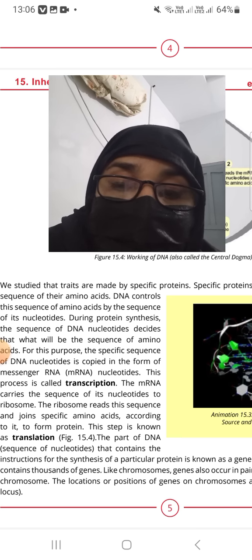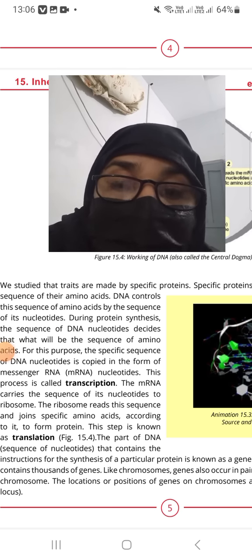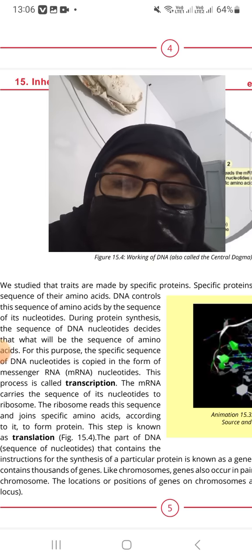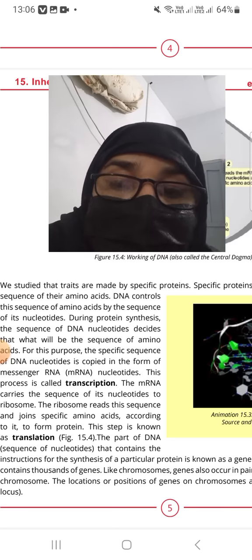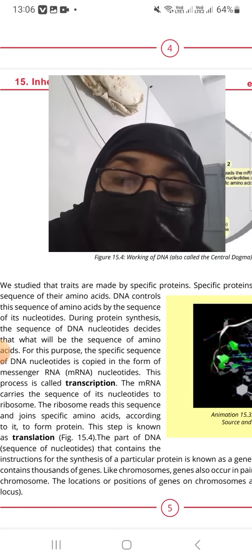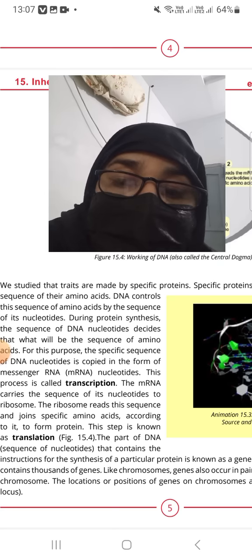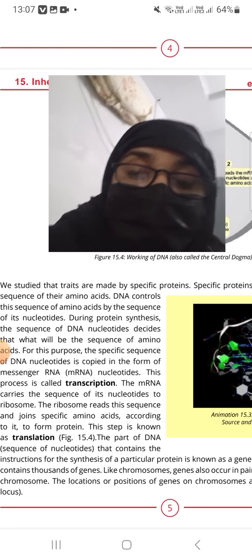Now I am telling you about this in detail in the lecture, which studies how proteins are made by a specific portion of DNA. The sequence of amino acids is controlled by DNA. This sequence is in the nucleotides and decides protein synthesis. The sequence of DNA nucleotides decides what the sequence of amino acids is going to be.